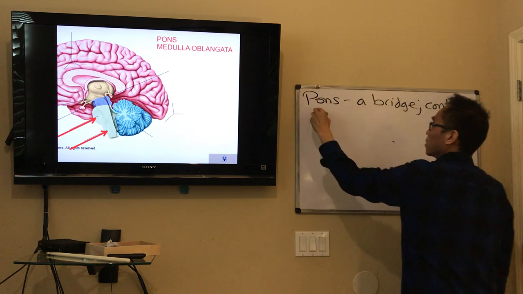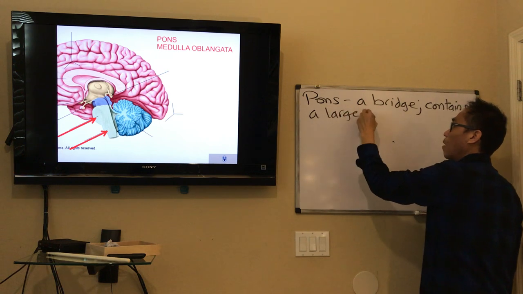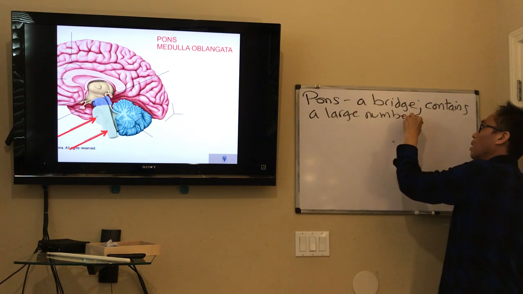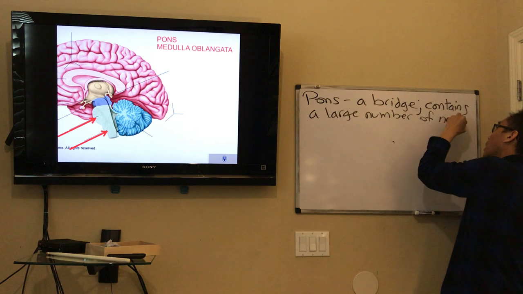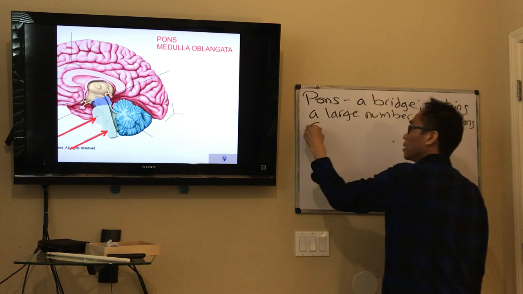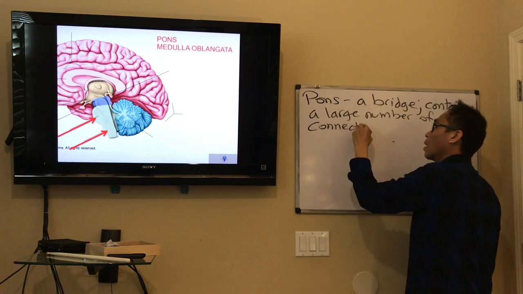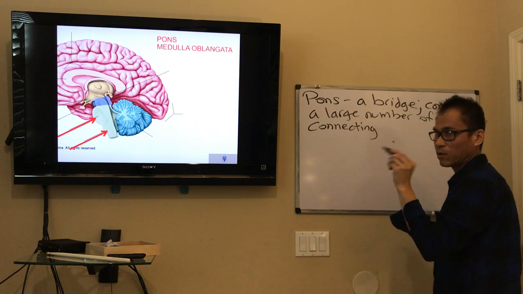It contains a large number of neurons connecting cerebrum, cerebellum.